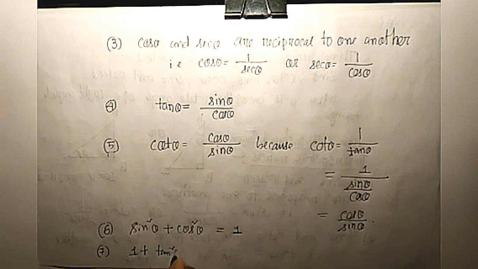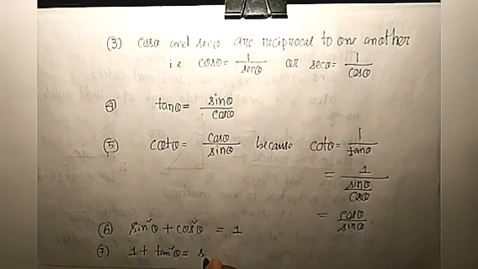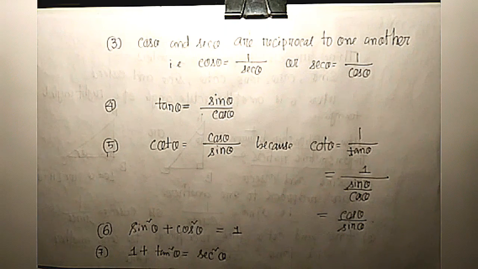Number 7, 1 plus tan square theta equals sec square theta. 1 plus tan square theta is equal to what? Sec square theta.